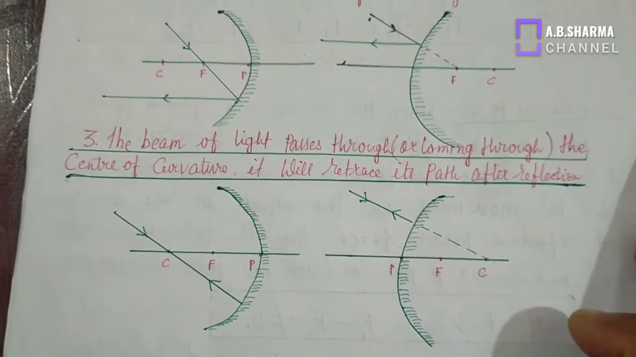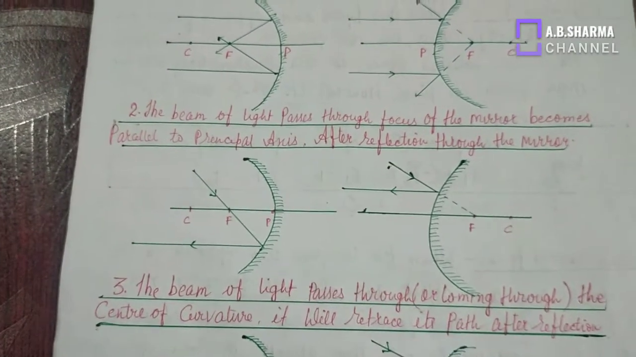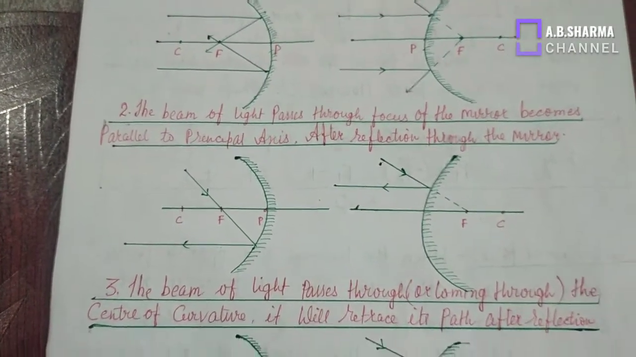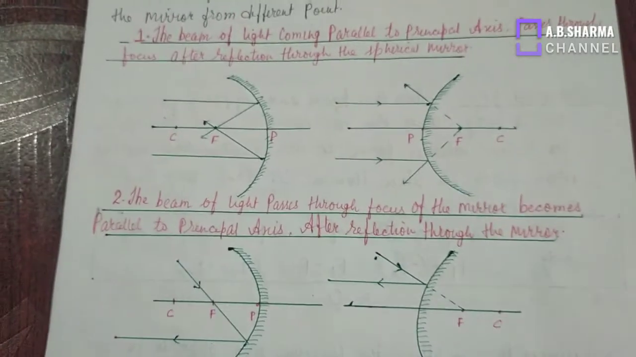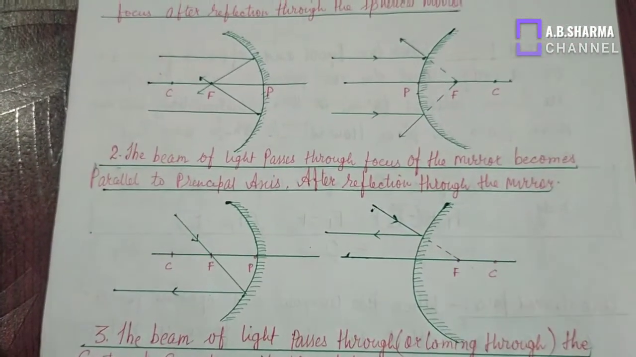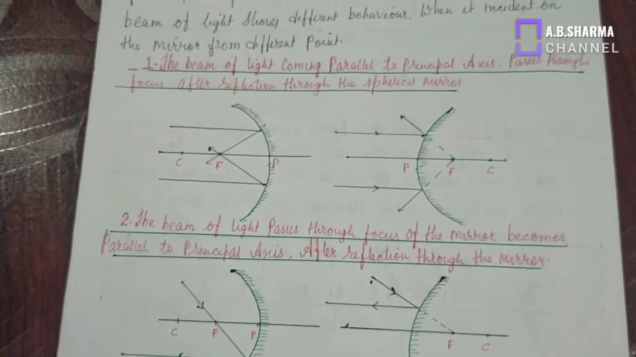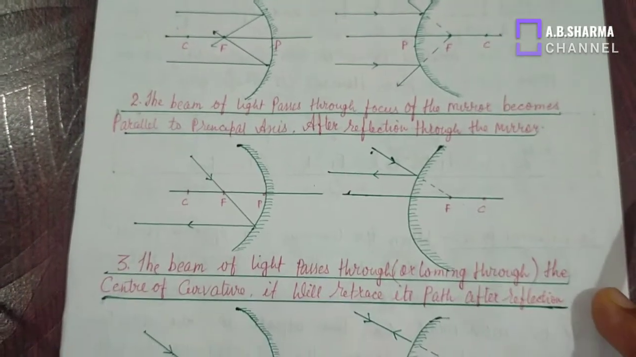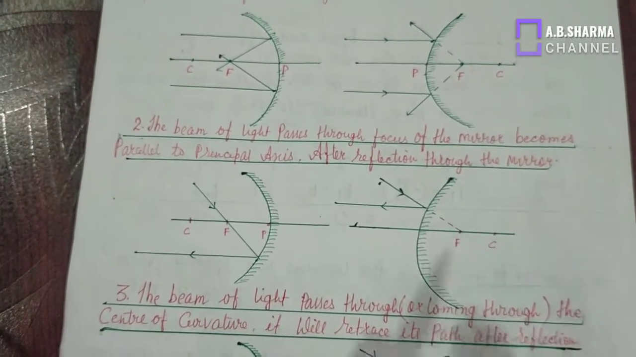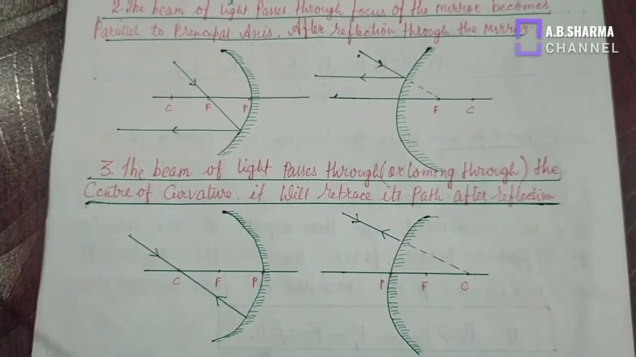These are the three special rays which we will use to form ray diagrams. In this part you have seen three special types of rays which show different behavior when they pass through the mirror. These three points are very important to understand the ray diagram. So remember these points properly and see the explanation properly.